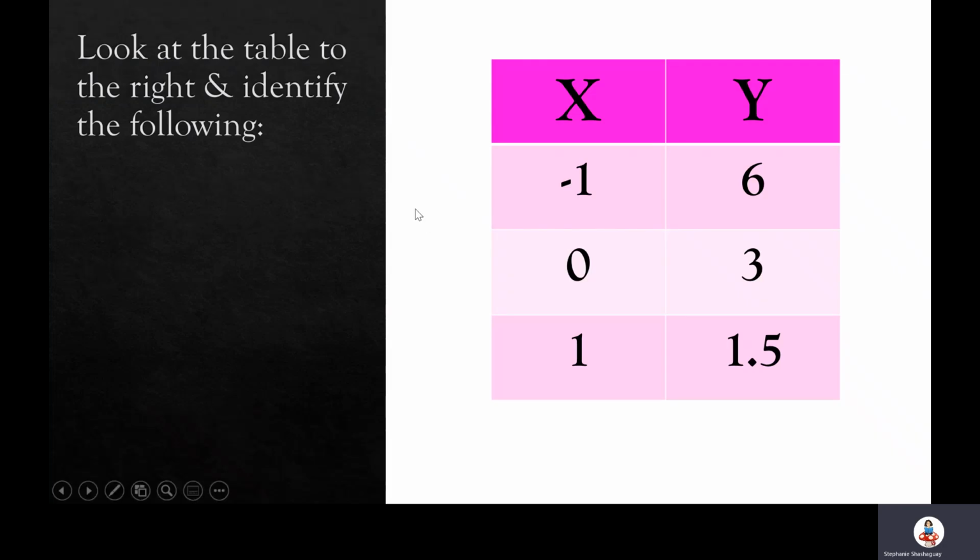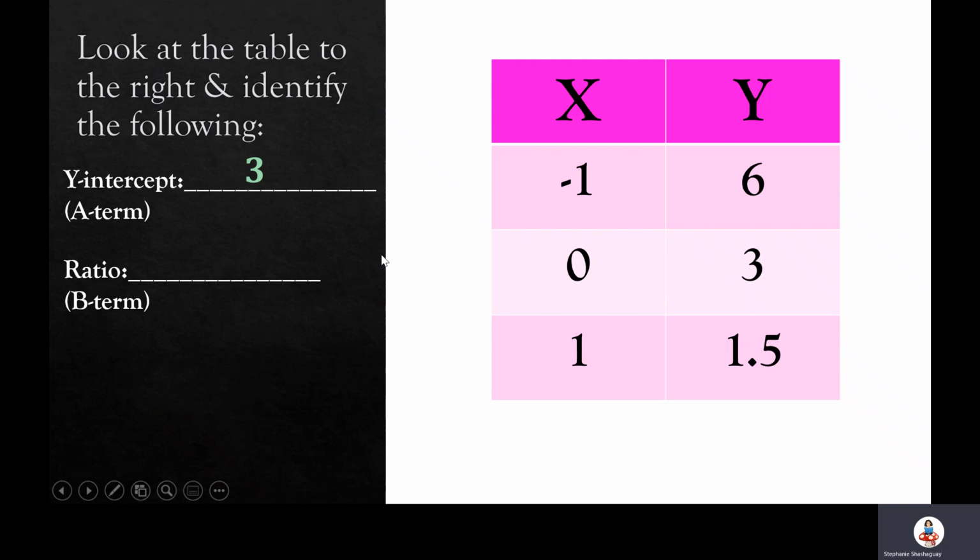So look at the table to the right and identify the following. First, we're identifying the y-intercept. The y-intercept is always when our x is equal to 0. So when our x is equal to 0, our y is equal to 3. So my y-intercept is 3.